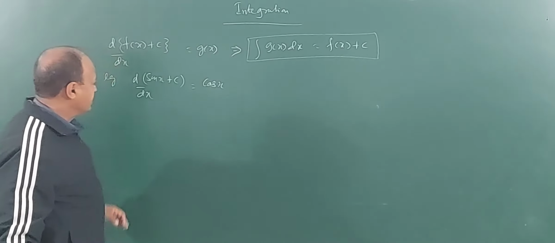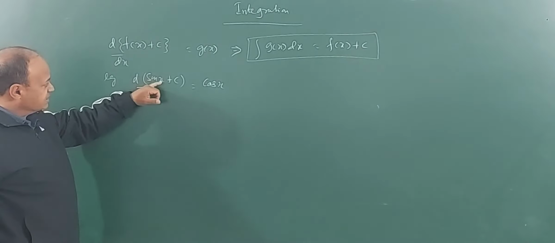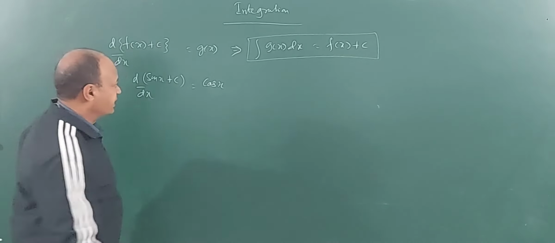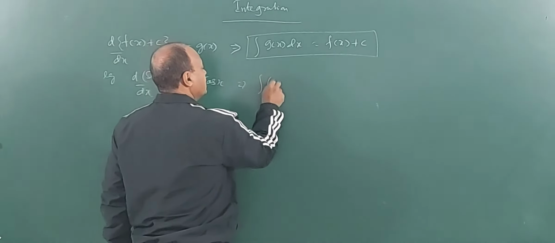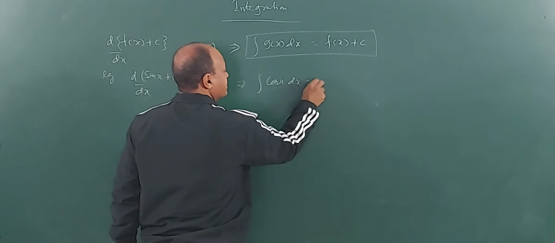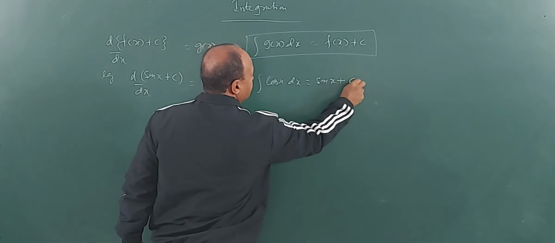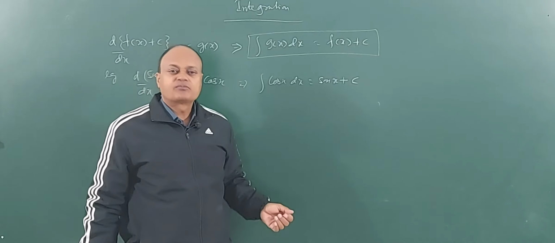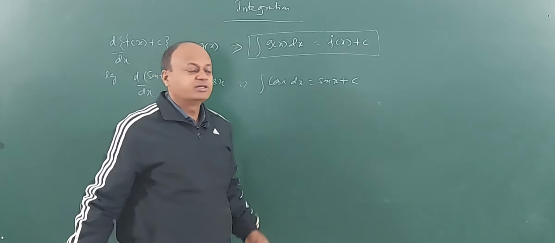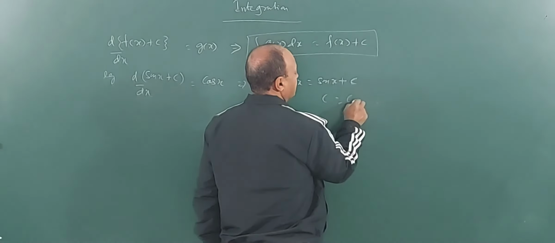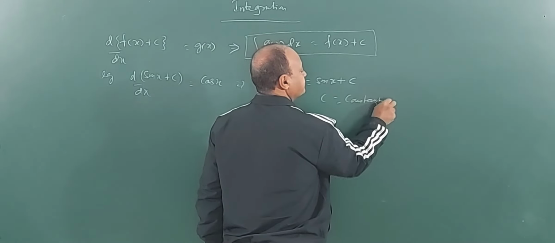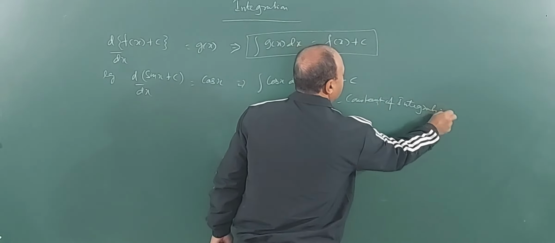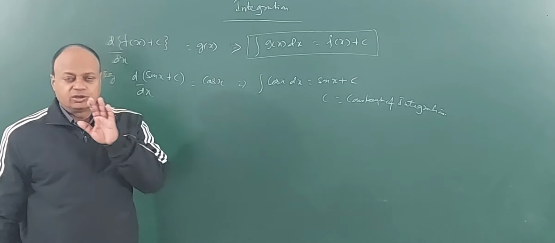For example, when I look at the second one, derivative of f(x), that is sin x plus c, is equal to cos x. Now, if I want to write it as an integral, I will be writing integral of cos x with respect to x is equal to sin x plus c. Now, the c is very crucial. In fact, you have to write c every time. C is called the constant of integration.